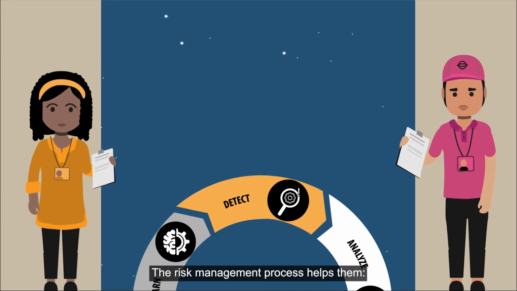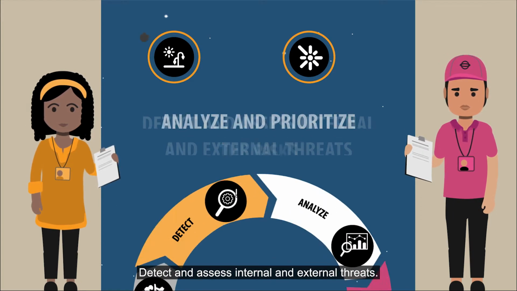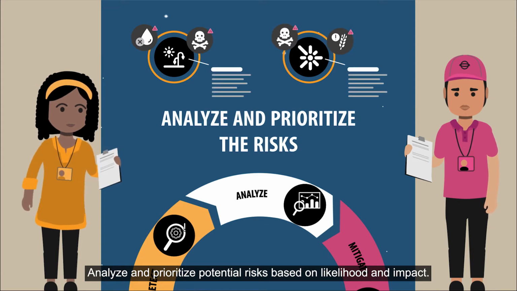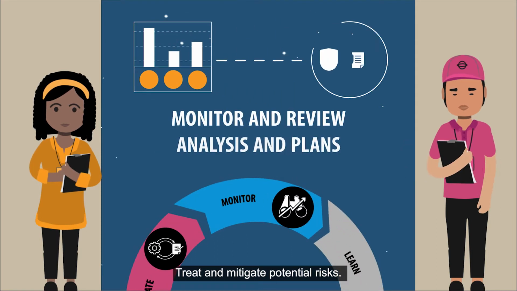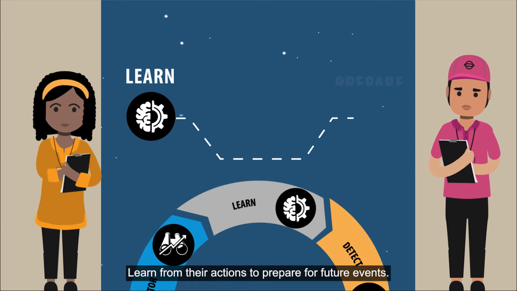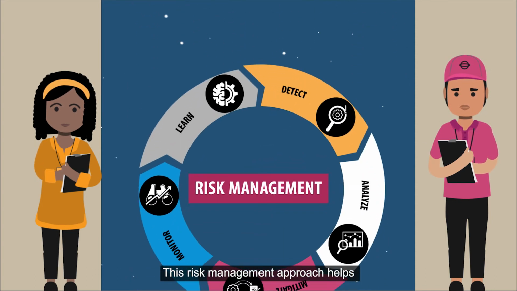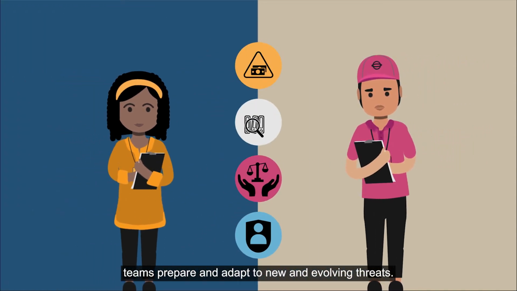The risk management process helps them detect and assess internal and external threats, analyze and prioritize potential risks based on likelihood and impact, treat and mitigate potential risks, monitor and review analysis and plans, learn from their actions to prepare for future events. This risk management approach helps teams prepare and adapt to new and evolving threats.